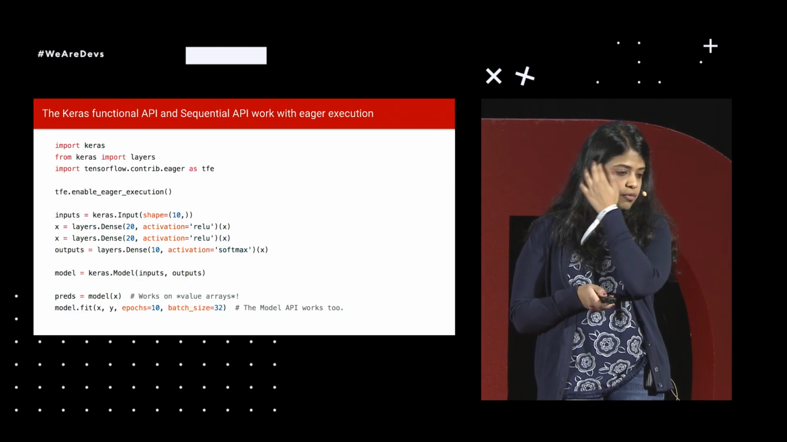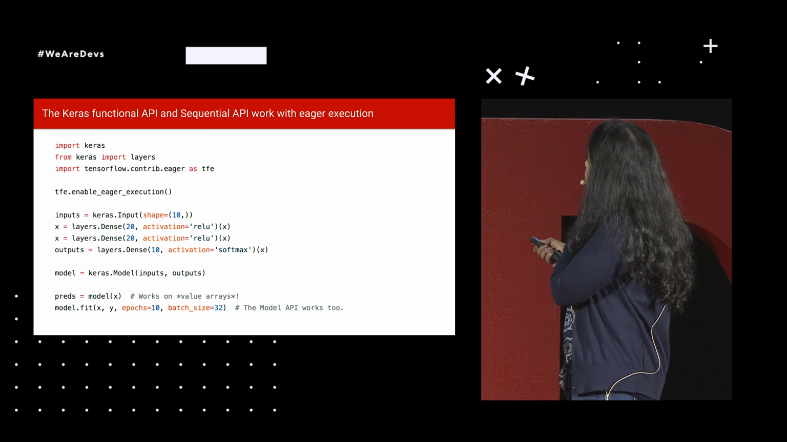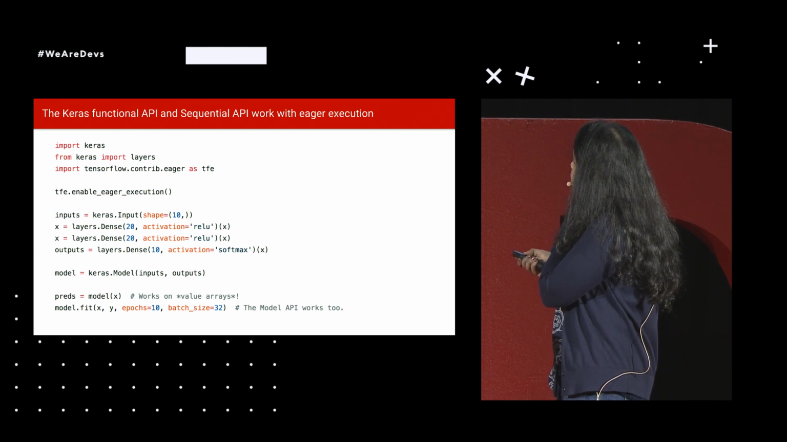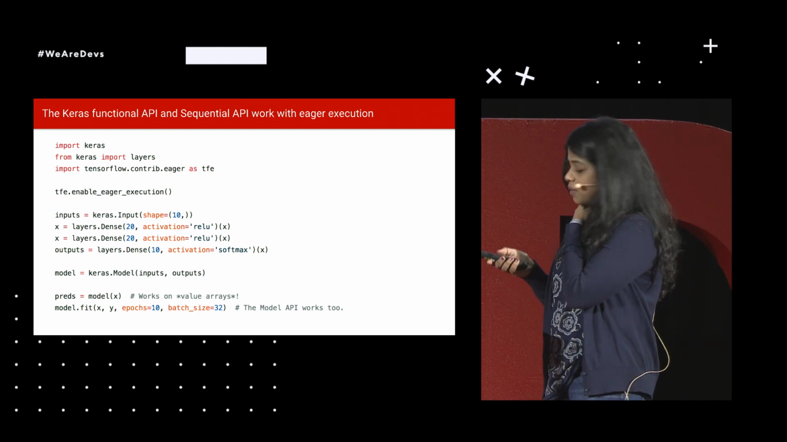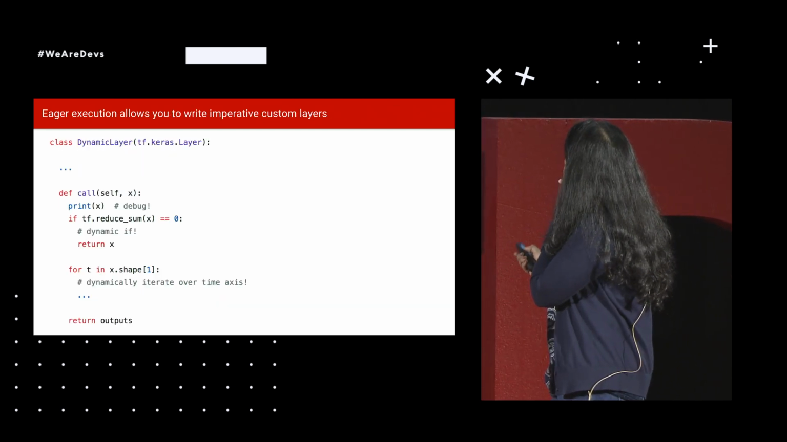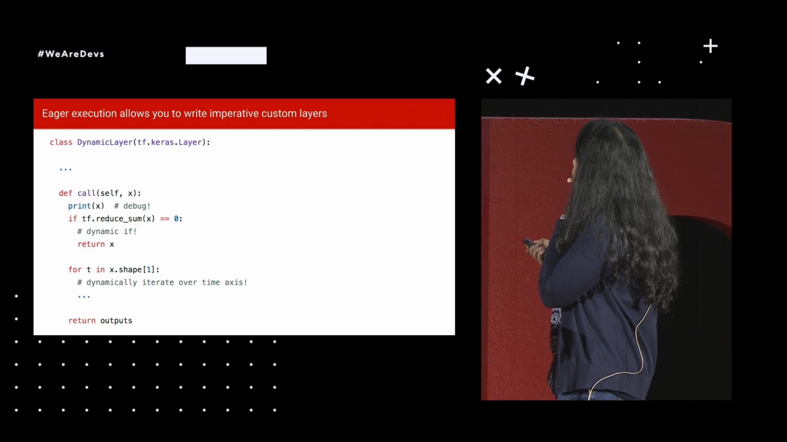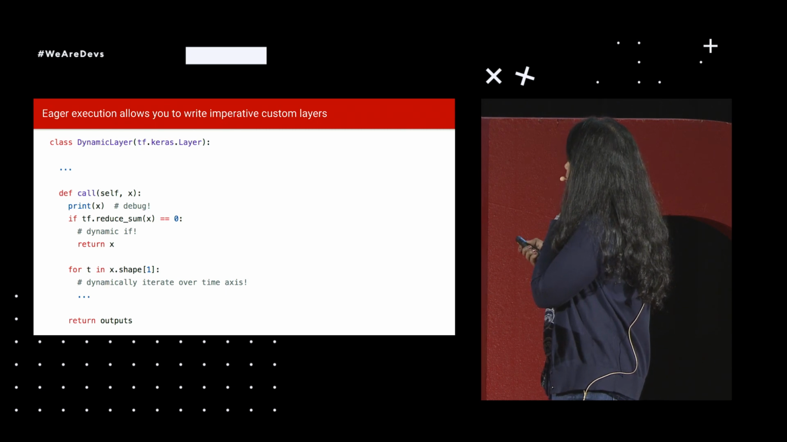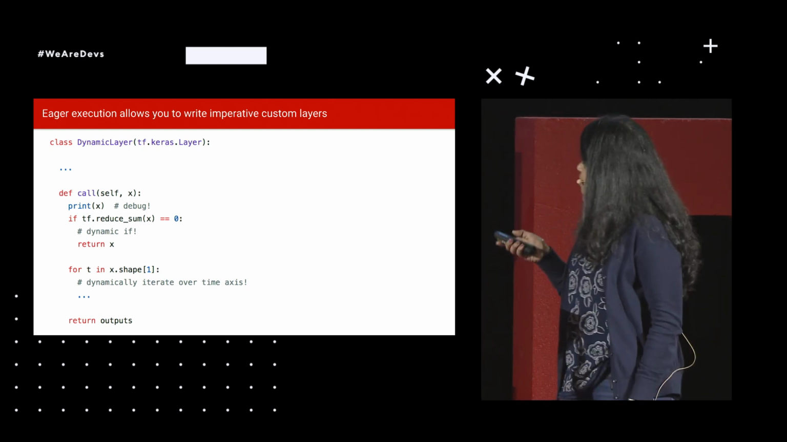And a couple of examples of Keras and eager execution. Here we have created a functional model as before with the inputs and the outputs. And here to the model, you can directly pass a value array and get predictions from it. And you can also use the other training APIs as mentioned before, and you can debug through them. Here's another example of how you can use eager execution to write imperative custom layers. So here, as you can see, you define the call function for your custom layer, and you can actually print your inputs to the layer, and you can debug through the conditionals and loops.